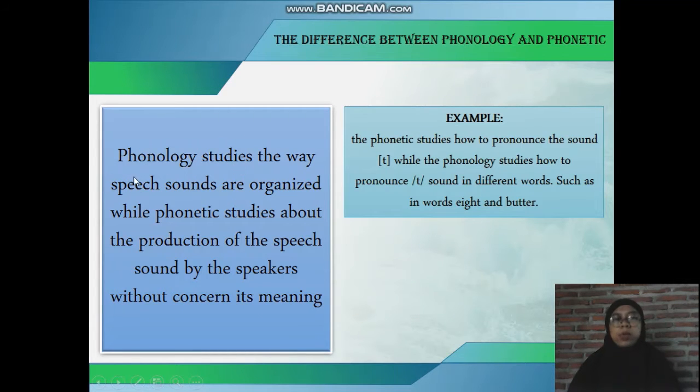Phonology studies the way speech sounds are organized, while phonetics studies the production of the speech sound by the speakers without concern for its meaning. For example, phonetics studies how to pronounce the sound T, while phonology studies how to pronounce the T sound in different words, such as in the words "aid" and "butter". In the words "aid" and "butter", the phoneme is the same, and it is T, but the T sound is pronounced differently.